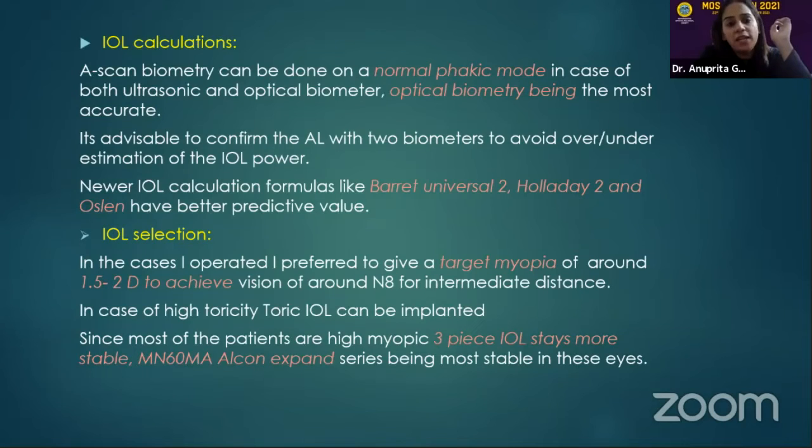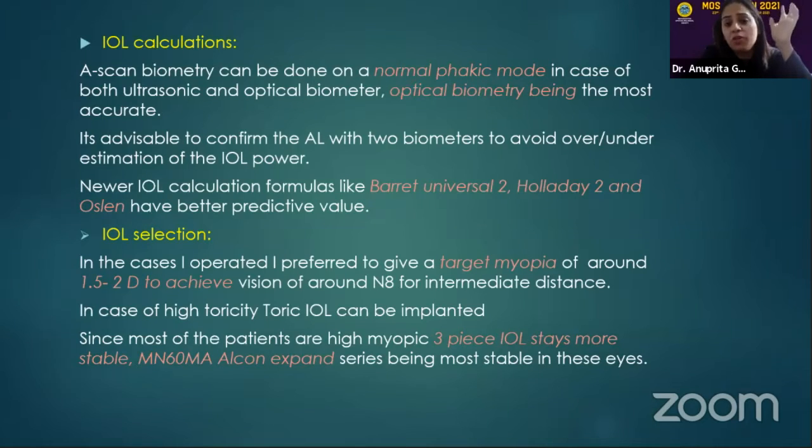For IOL calculation, I found Barrett Universal 2 to be the most appropriate, though Holladay 2 and Olsen also have good predictive value. In case of IOL selection, of course, we can put any kind of IOL, but because these patients are usually high myopes and we don't get multifocals in the +7 or +8 range, I would say that we should go for a monofocal, or if a patient has high astigmatism, we can go for toric IOLs also.